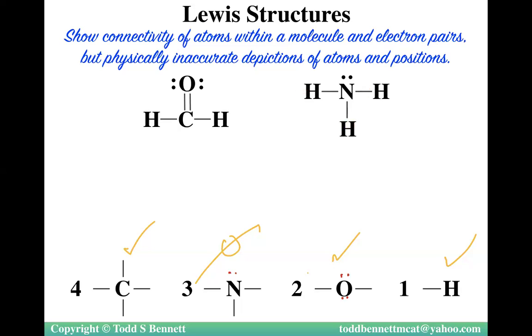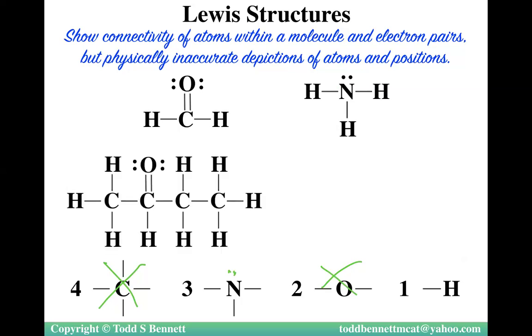But ammonia is nitrogen with three hydrogens. So let me do the same checklist as before. I have no carbons. I have one nitrogen, which has a lone pair. Check. And 1, 2, 3 bonds, check. There's no oxygen, and the hydrogens make one bond each, 1, 2, 3 hydrogens. Structure works.